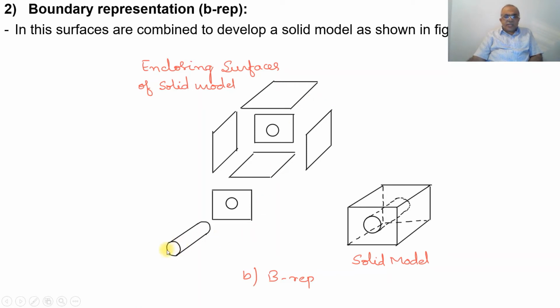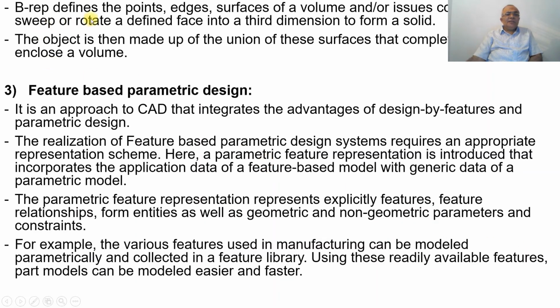Then what I can do is create a circle and extrude this till here, so that you are going to get this cylinder. So create the circle and extrude it. Then bring that here and place it where you want to have a hole. Then by using the Boolean operation, you can create this solid model. So BREP defines the points, edges, surfaces, or a volume, and or issues commands that sweep or rotate or define a face into a third dimension to form a solid. So the object is made up of the union of these surfaces that completely and precisely enclose a volume. So this is how it is going to be done.